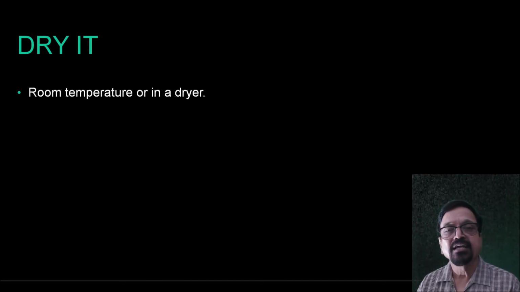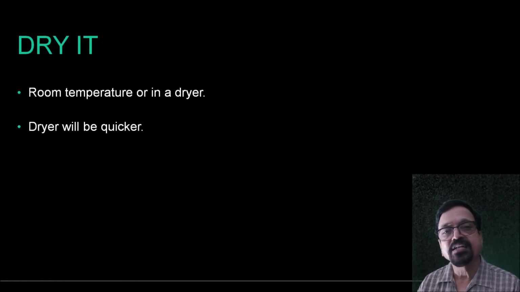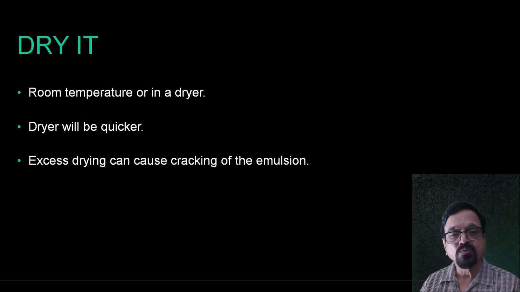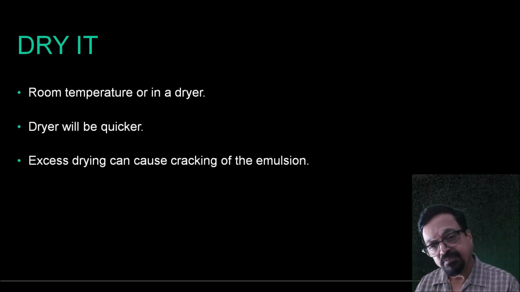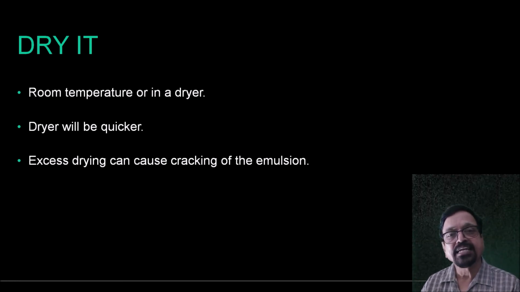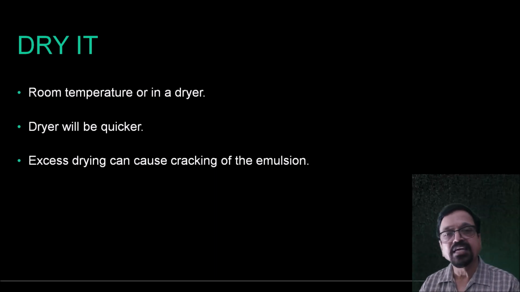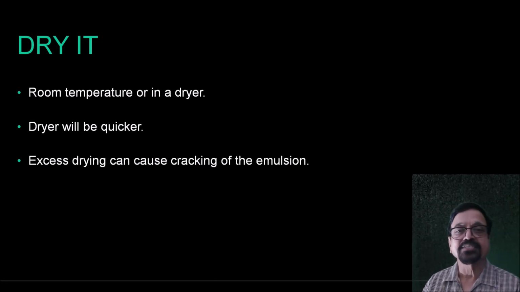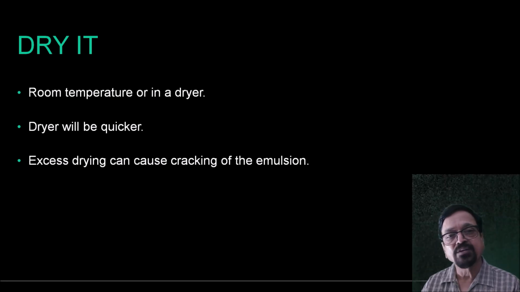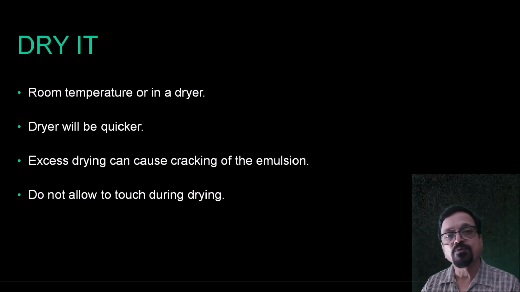These are big cabinets where the temperature is high and it is dry. So the dryer will dry films quickly, number one. Number two, it will prevent the film from retaining water over it for a longer time. Now, excess drying can cause cracking of the emulsion. So there are two disadvantages. One is it can crack the emulsion, and two, the polyester base can get wrinkled. So the dryer should have a proper temperature.